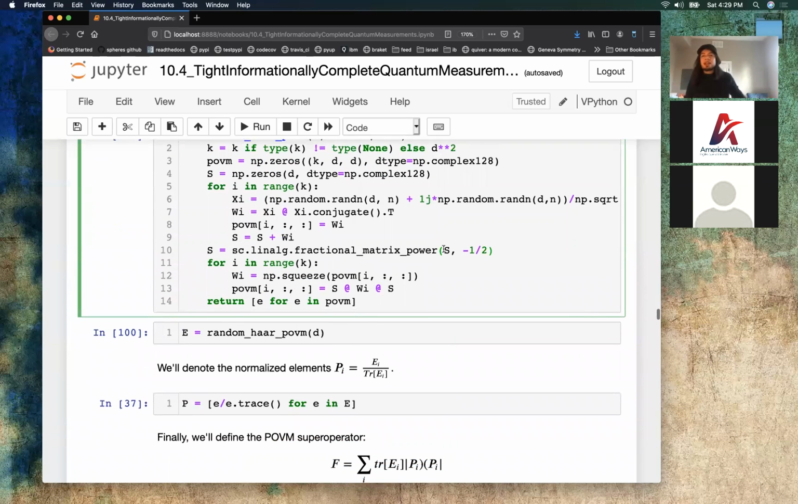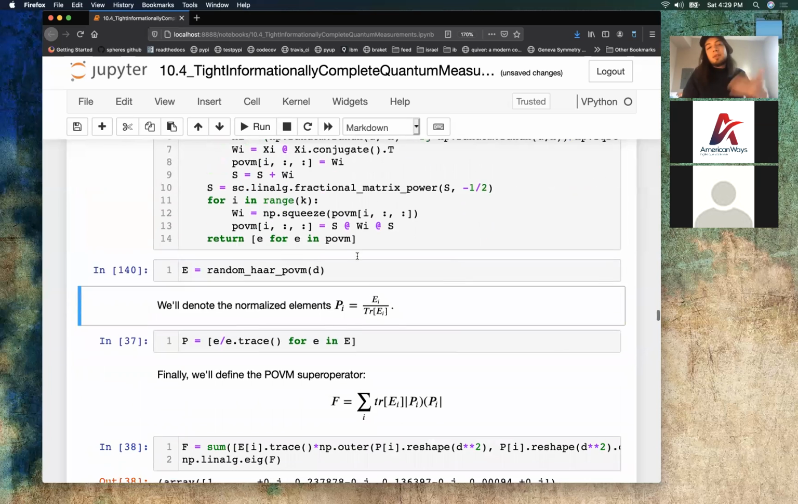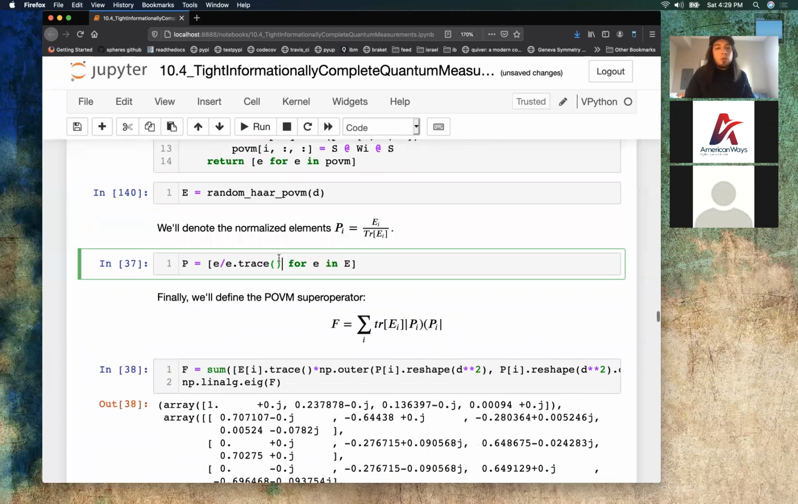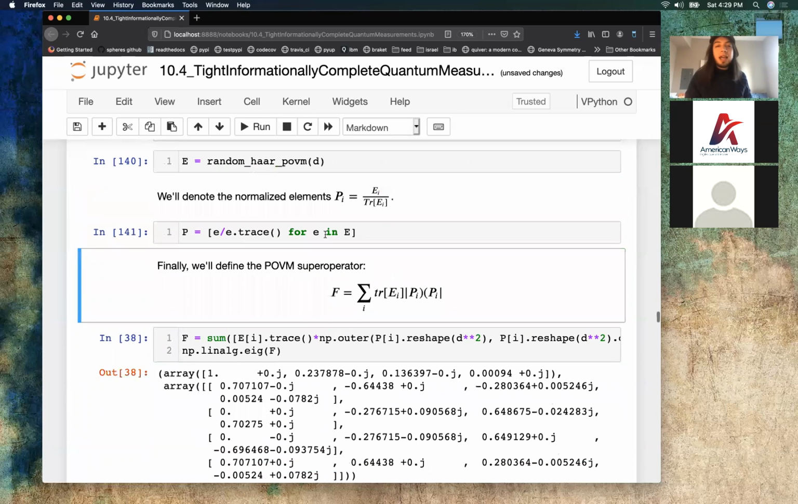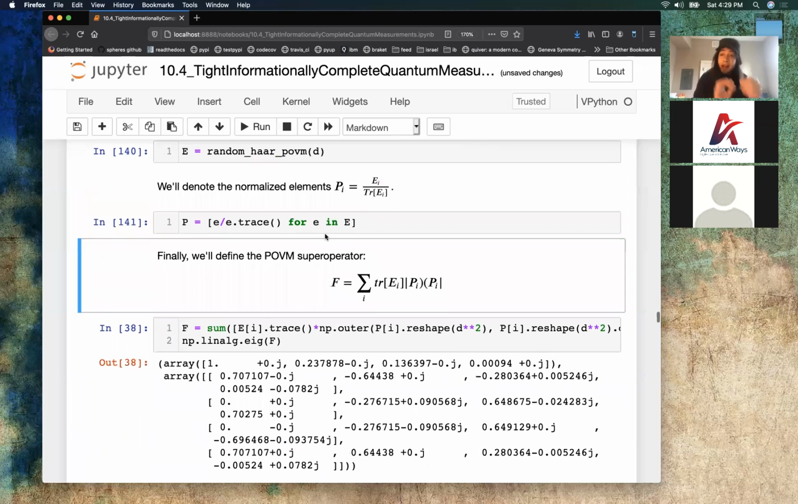Basically, generate a bunch of random matrices that are positive semi-definite. You take the sum of them, and then you take the negative half power, and then you multiply each of the matrices by that, and it imposes that those matrices sum to the identity. So anyway, it generates a random POVM. We'll denote by PI the normalized elements. In the case of a rank 1 POVM, these will be projectors, but that's not necessarily true.